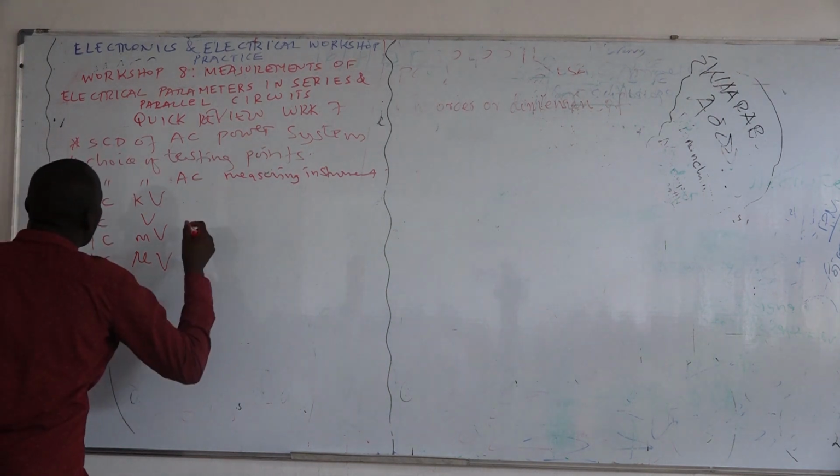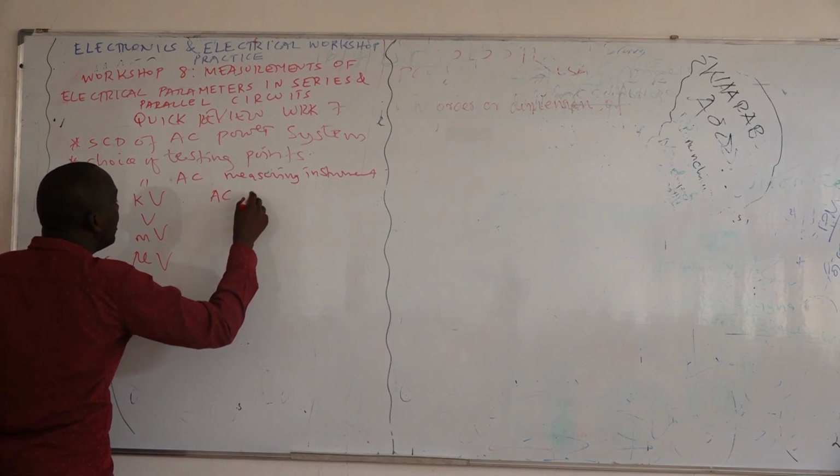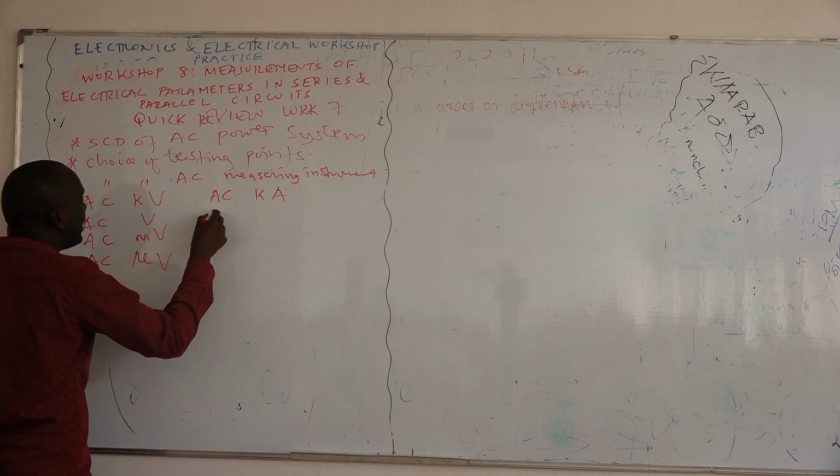Then I talked about how you can measure currents. I taught that we have the AC kiloammeter. Again, students, we learned about AC what?